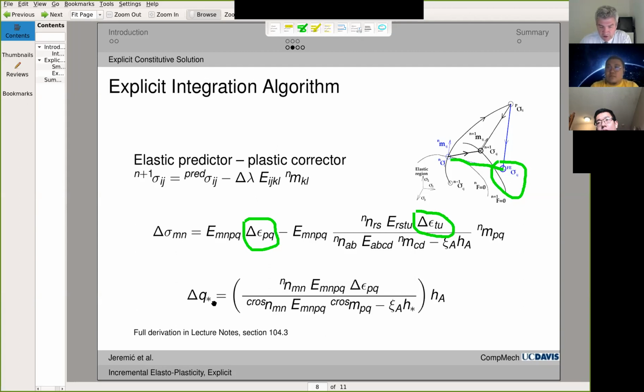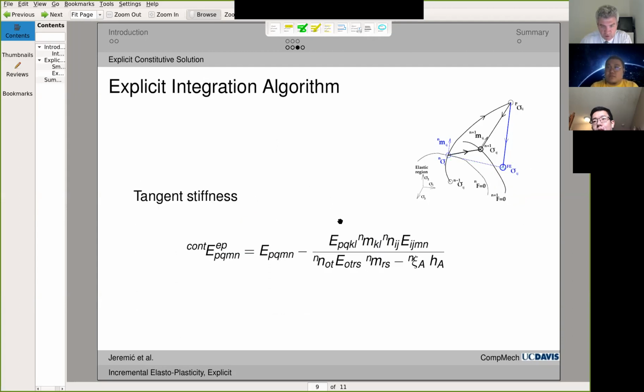Change, if you have hardening or softening, there will also be a change in internal variables, and that change is given through this equation. So as I mentioned, for this increment in strain, you have elastic stiffness and plastic stiffness. When you subtract plastic stiffness from elastic stiffness, you end up with the so-called tangent stiffness. That's the one that's used on the finite element level, and that's an important stiffness because that's the one that we use to derive the elastic plastic stiffness of the whole finite element method.